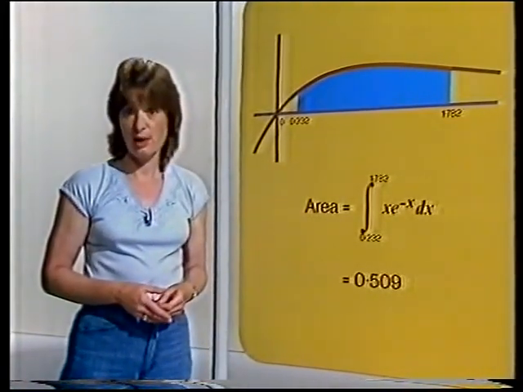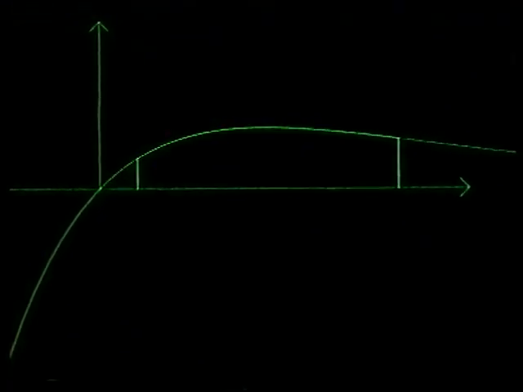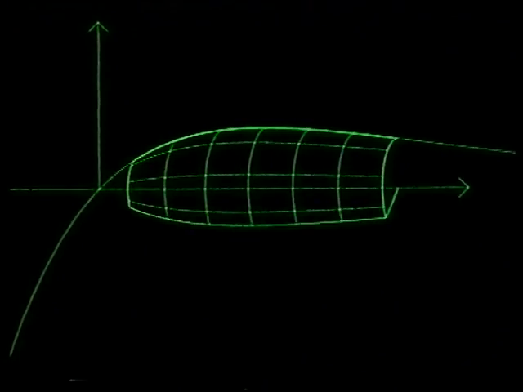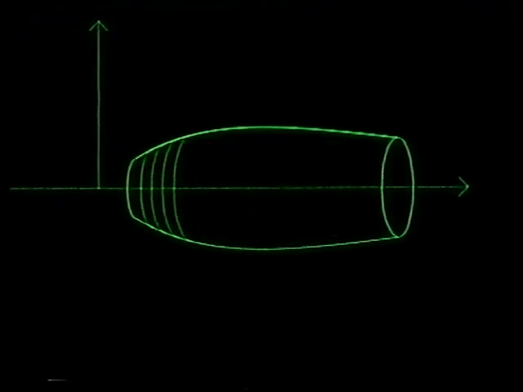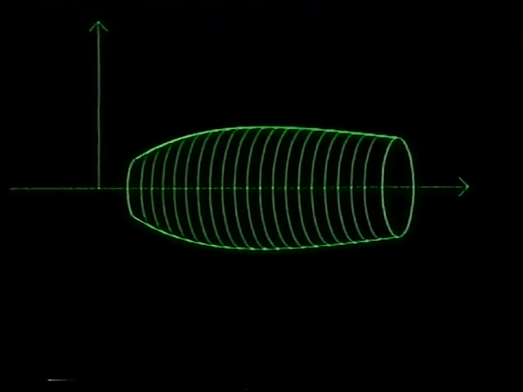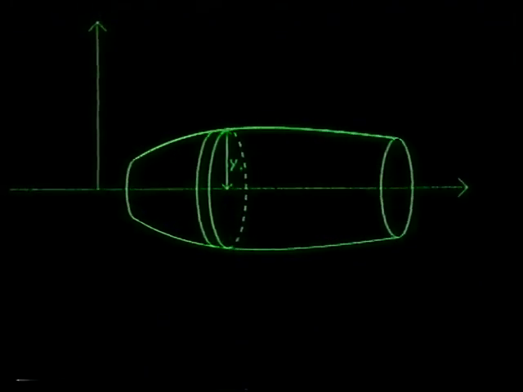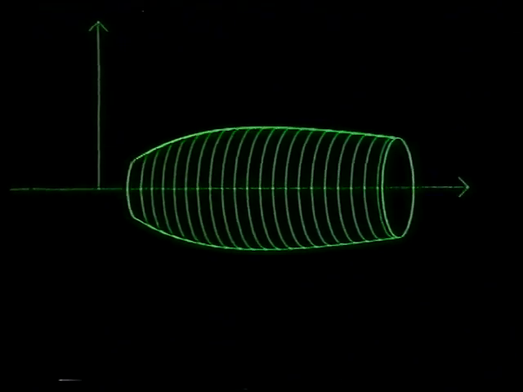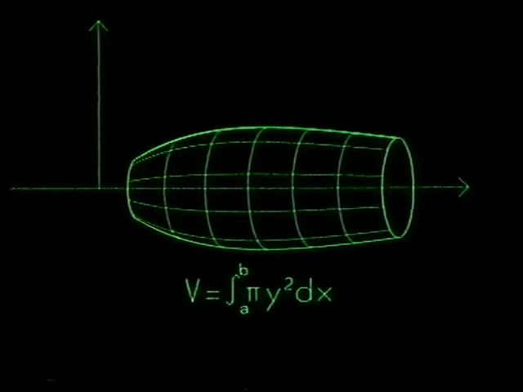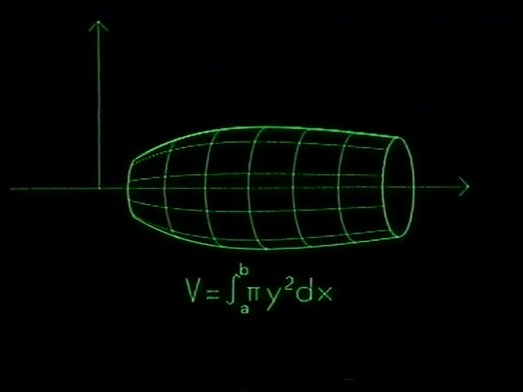But we want the volume of our glass, and we get that by rotating this area about the x-axis. Here's the area. Now, if it's rotated about the x-axis, we end up with a volume. And that volume can be found by taking the limit of the sum of separate disks, each of radius yi and width delta xi. And that limit is given by this integral. It's the integral between a and b of pi y squared dx.